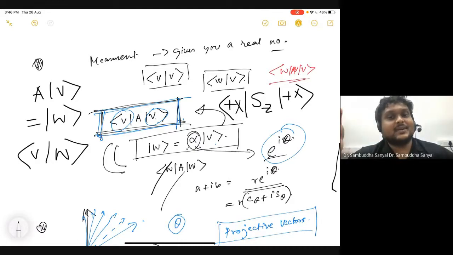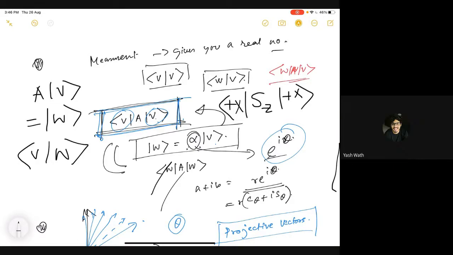Is a superposition, but when you measure, you don't get a superposition. You just get one of them. But you get plus z, right? And plus z itself is a superposition of plus x and minus x. Yes, that is right.